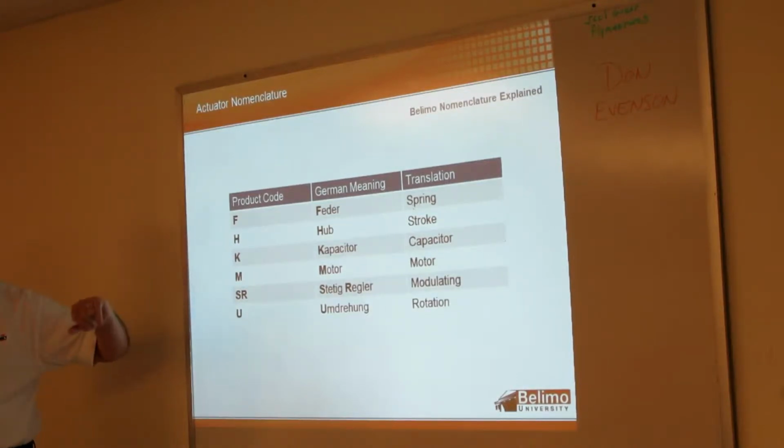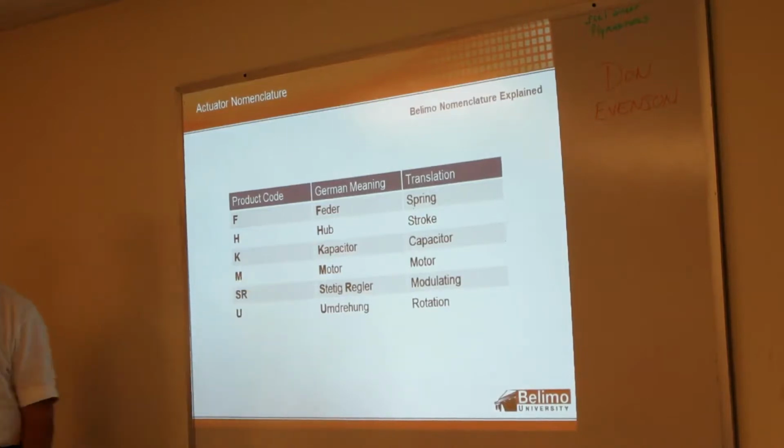The K stands for capacitor. In German, capacitor starts with a K rather than a C like we have here. That's our electronic failsafe. So if you see an actuator with a K, that means it's electronic failsafe rather than a spring. M stands for motor. It means it's motor driven in both directions. You're not going to have a failsafe.